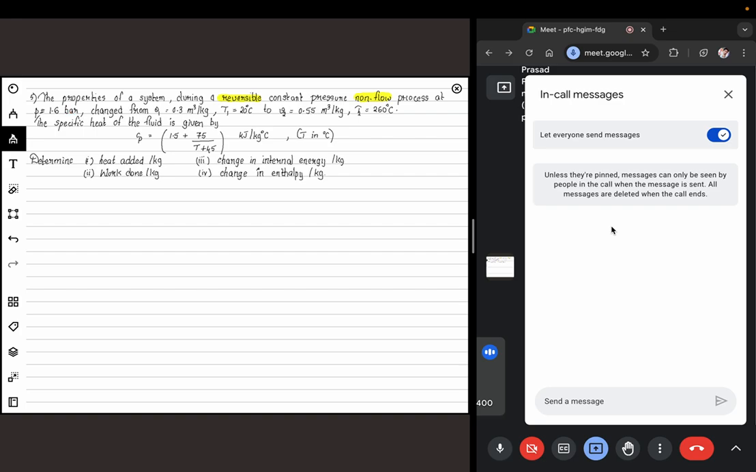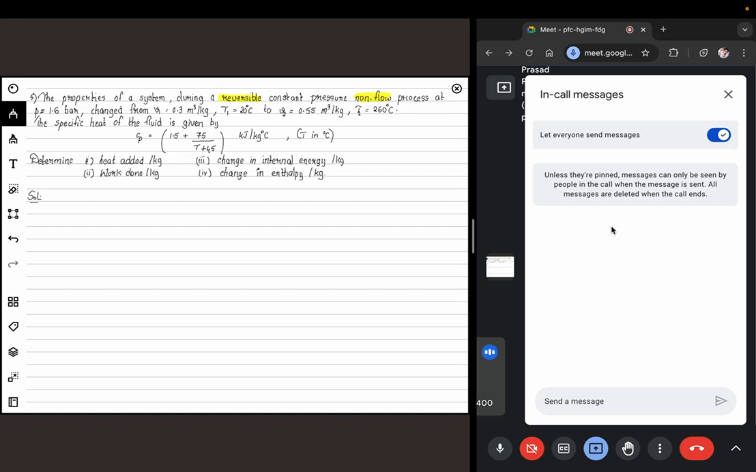Coming back to the problem. You have an initial pressure of 1.6 bar, with an initial specific volume of 0.3 cubic meters per kg and temperature of 20 Celsius, changing to a specific volume of 0.55 cubic meters per kg and 260 Celsius. The specific heat of the fluid is given by this particular relation. Usually it will be specified in terms of Kelvin, but this relation is given in Celsius. You need to calculate the total heat added, change in internal energy, work done, and change in enthalpy. So how do you proceed with it?